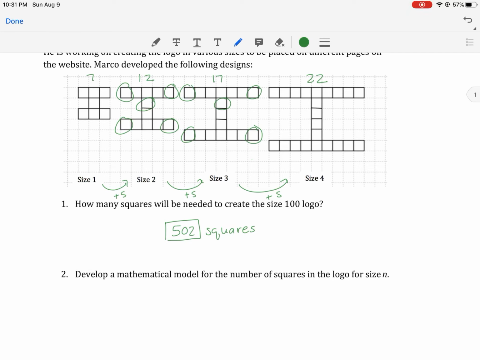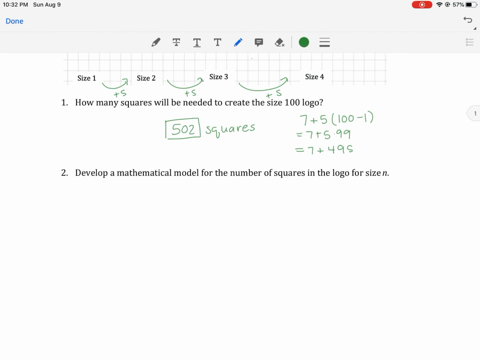Okay, so let's talk about how we got that 502. We probably noticed that we started with 7, and we're adding 5 each time. But remember that, when we got to size 2, we only added 5 once. When we got to size 3, we added 5 twice. So remember our formula has that like x minus 1, so we're going to do 100 minus 1. So we're really doing 7 plus 5 times 99. And that's where we get our 502 squares. This is 7 plus 495, which equals 502.